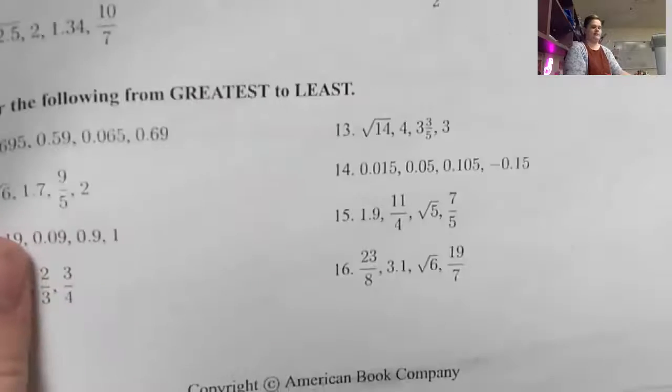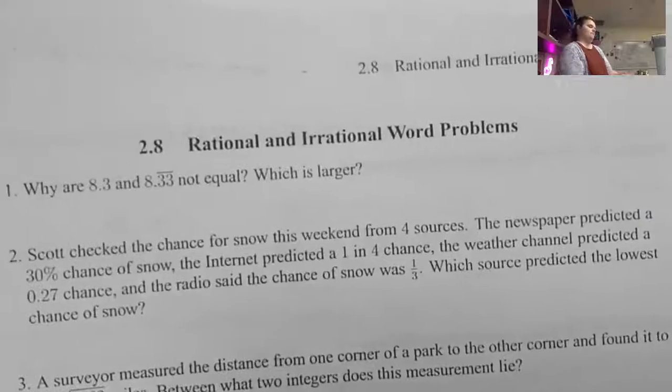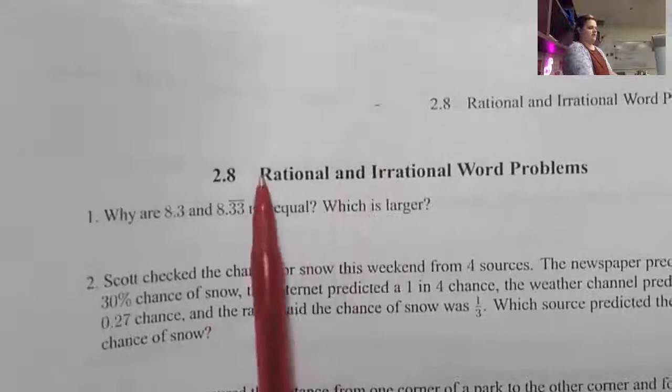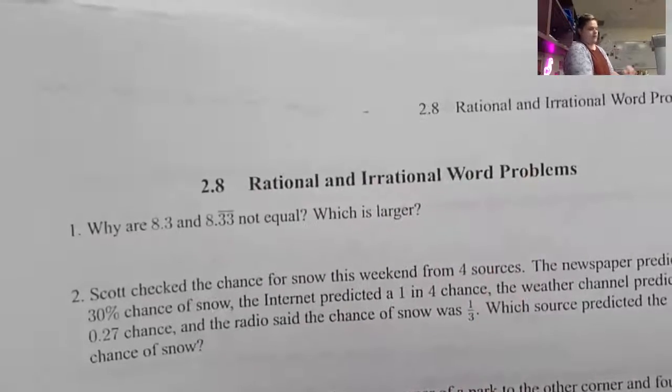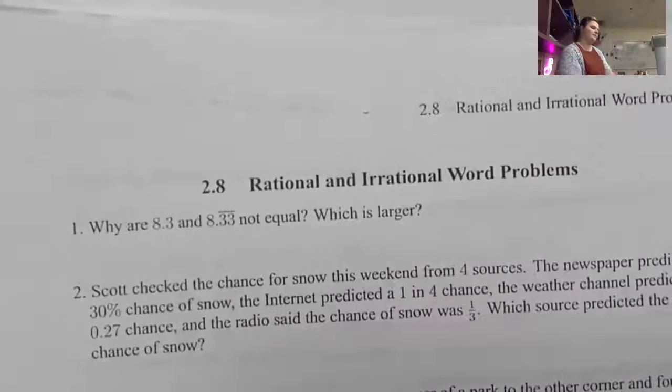And 2.7's putting them from least to greatest and greatest to least. So that's not hard. And so I don't know if I exactly will get you something that works with 2.7. I'll have to look at what is offered through IXL. So that should take us to the last one. This is just rational and irrational word problems. So we'll see what IXL has about that. Just again, word problems that are not necessarily hard.